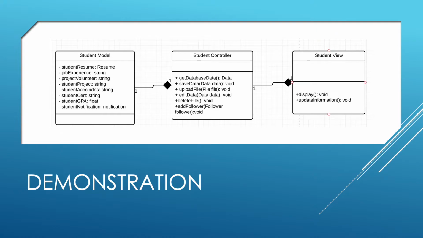Now let's look at a demonstration. As you can see here, we have the student model, student controller, and student view. The student model contains all the attributes of the student class. The controller contains all of the operations that the class may perform, and the student view contains some operations to update the view. As you can see, navigability shows that they flow to the right, and there's a one-to-one relationship between each of the different classes.